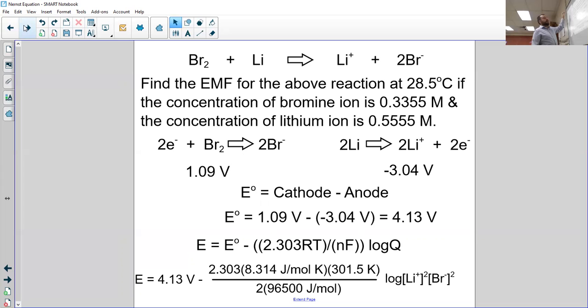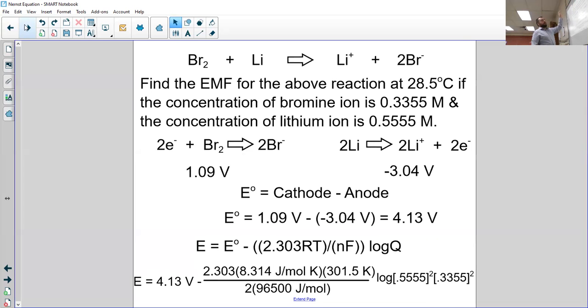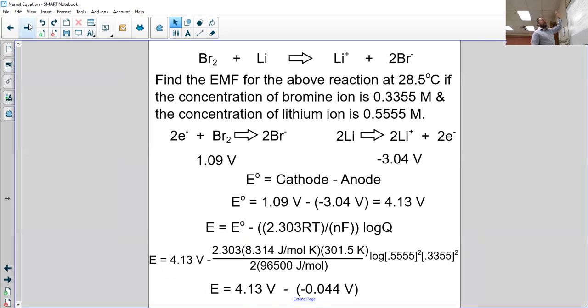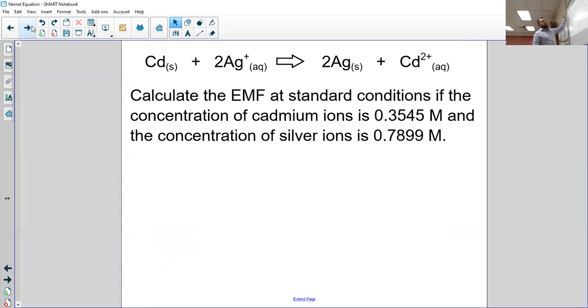So we have to balance those up. We have our 2 lithium ions here, our 2 bromine ions there. So it's our ion concentration. We have 0.5555, and because we multiplied by 2, we raise it to the second power for both of those. And then 0.3355 for our bromine ions, again raised to the second power. Solve for that, we get minus a negative, so plus. We get our final answer of 4.17 volts.